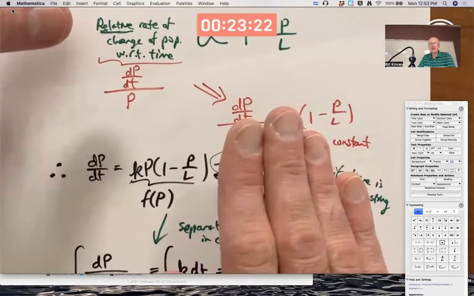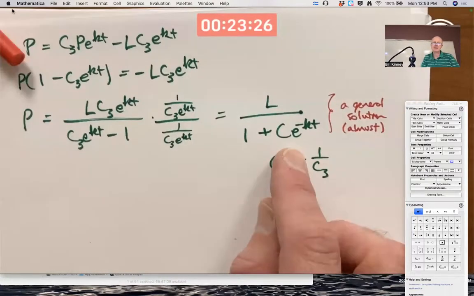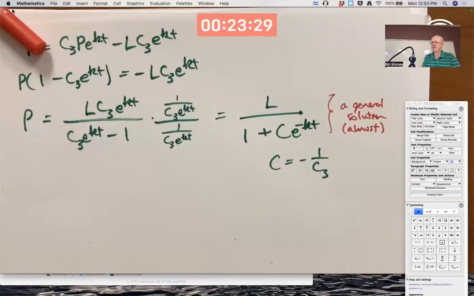So this misses the equilibrium solution at P equals 0, actually. There's no choice of C that can make this always equal to 0 because the top's not 0. L is a positive constant.